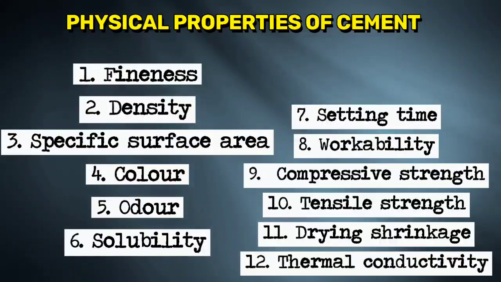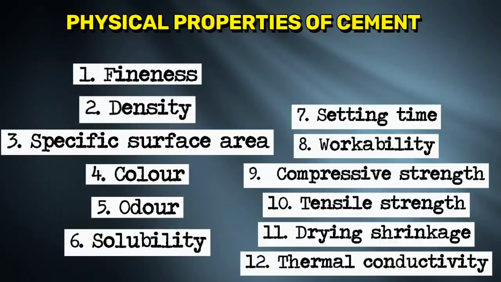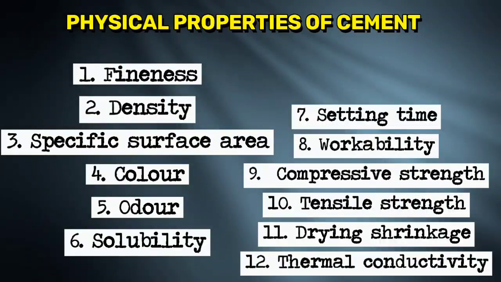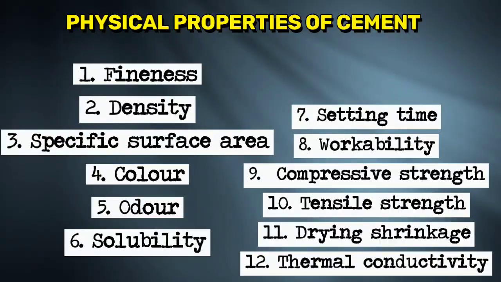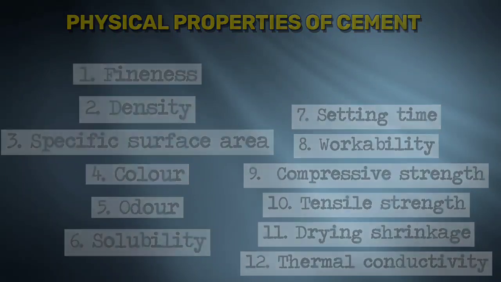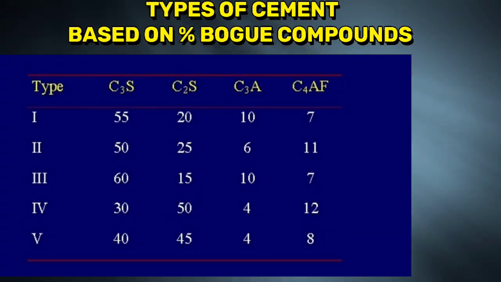Then we have drying shrinkage. That's the amount of shrinkage that occurs as cement dries and hardens. We also have thermal conductivity, which is the ability of cement to conduct heat, which actually affects its behavior in various environments. And these physical properties of cement are important factors in determining its suitability for specific applications such as construction, masonry, and decorative work.